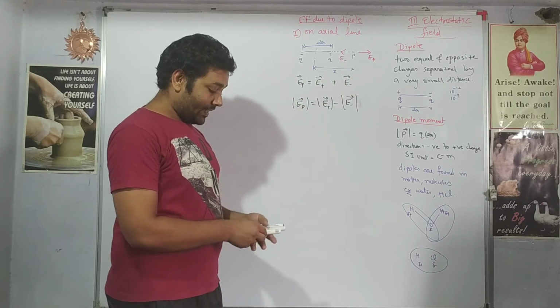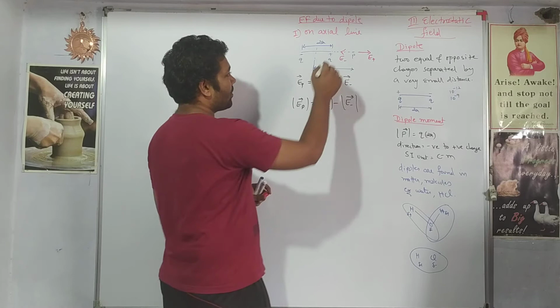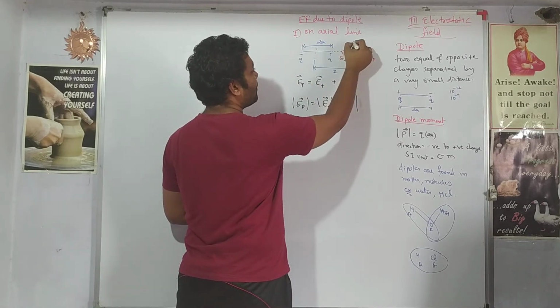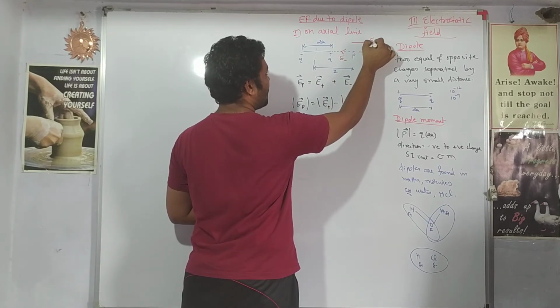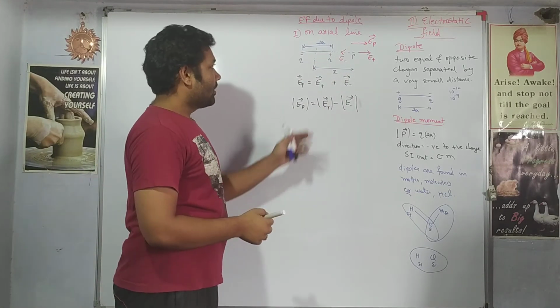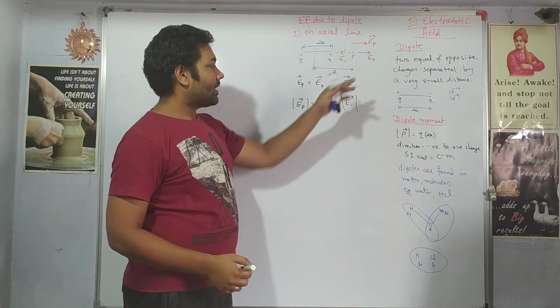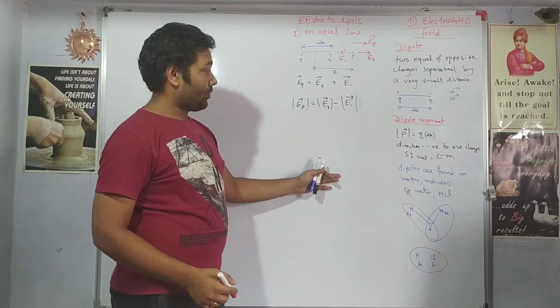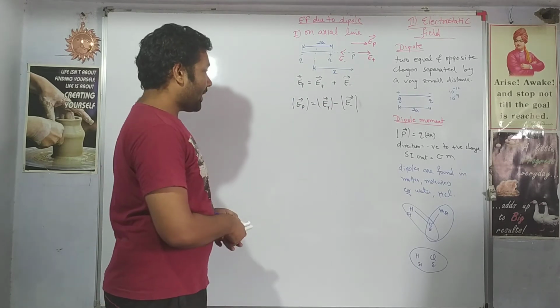And what will be the net direction? The net direction of this dipole will be dominated by the positive charge. So the electric field at point P will be directed from left to right. Right? Now, since we have got the direction, let us find out the magnitude. This is the derivation for the magnitude.